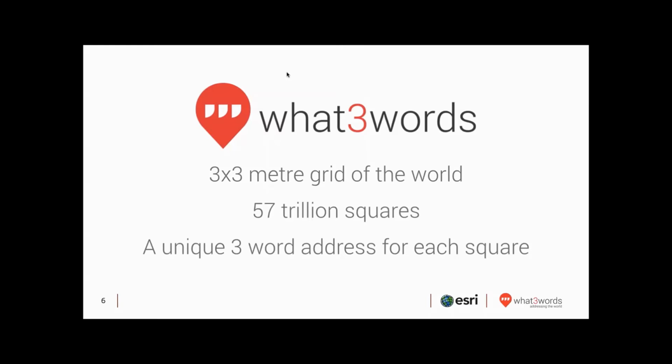Now, when you make a grid like this and cover the entire world in this grid, you end up with a ridiculously large number of squares, 57 trillion squares around the world. But we've managed to give each and every one of those squares a unique address using 3 words from the dictionary. So the addresses are all generated by a computer algorithm, and every single one of those squares everywhere around the world we've allocated a unique address to, which is different from the address given to any other square.